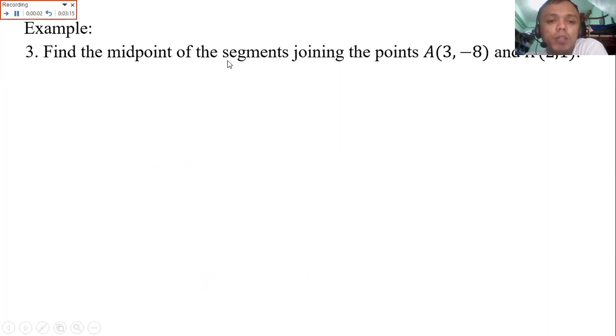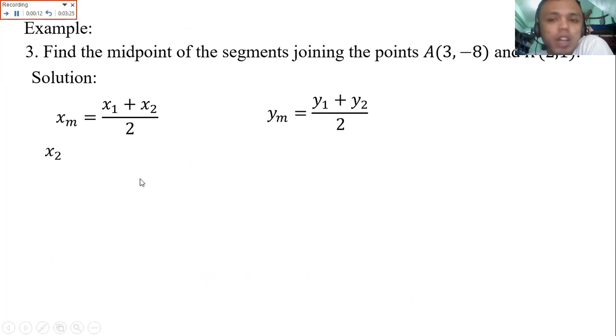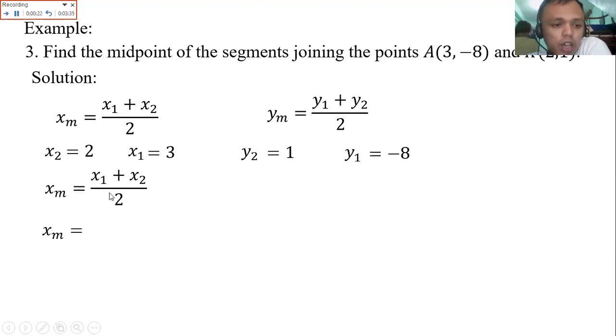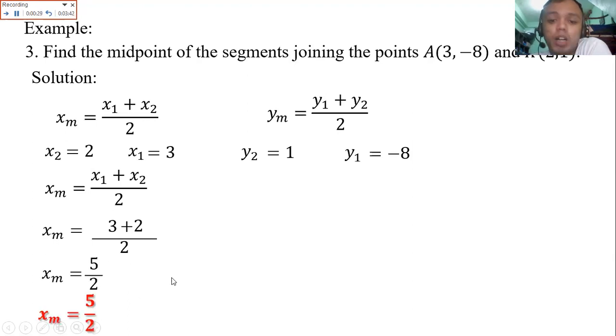Find the midpoint of the segment joining the points A, with the coordinates of 3 and -8, and K, with the coordinates of 2 and 1. Now, your x sub 2 here is 2, x sub 1 is 3, y sub 2 is 1, y sub 1 is -8. Substitute. We have 3 plus x sub 2, which is 2. 3 plus 2 is 5. Divide by 2, then we have 5 halves. We cannot divide 5 by 2 evenly. Next, y sub m is equal to y sub 1 plus y sub 2 over 2.